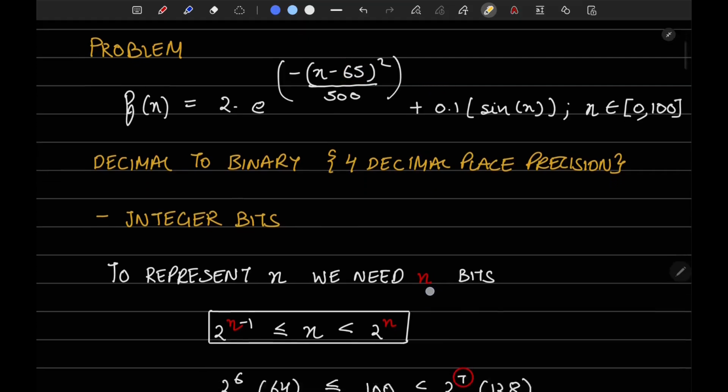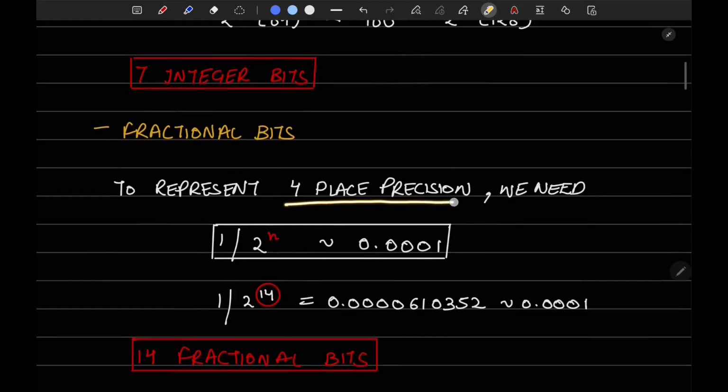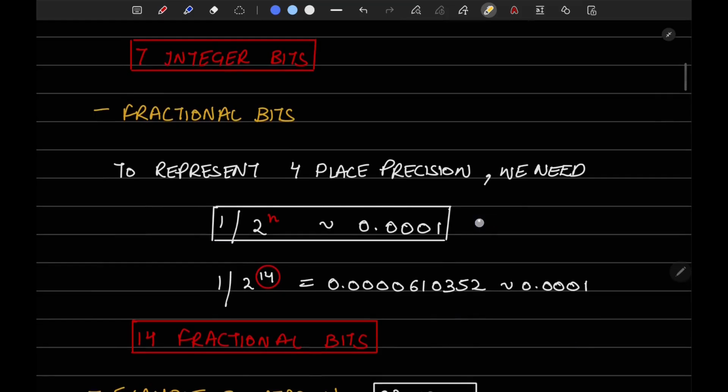Now, for the fractional part, we want to be precise to 4 decimal places. That is roughly 0.0001. To figure out how many binary bits we need for that precision, we look for the power of 2 such that 1 divided by 2 to the power n is about the same number. Now if you plug in 13 here, you'll see that the number comes to 0.00012, and 14 gives 0.00006. So 14 bits will give us more than enough precision. Let's go with 14.